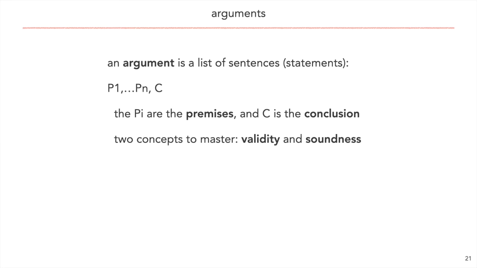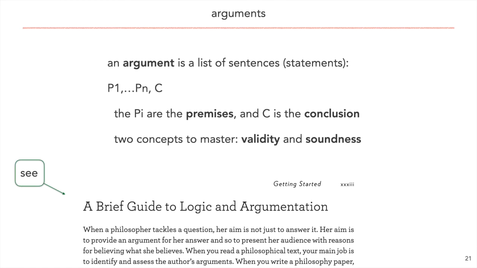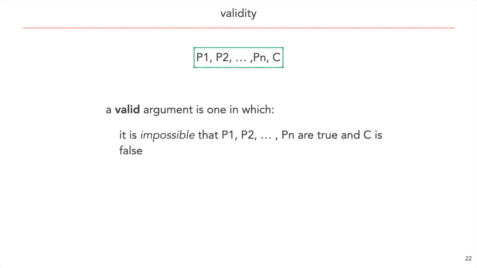There are two concepts you need to master: validity and soundness, which you will find explained in the brief guide to logic and argumentation. Here's our argument, P1 to Pn, C. A valid argument is one in which it is impossible that the premises are all true, that P1 to Pn are all true, and C is false.